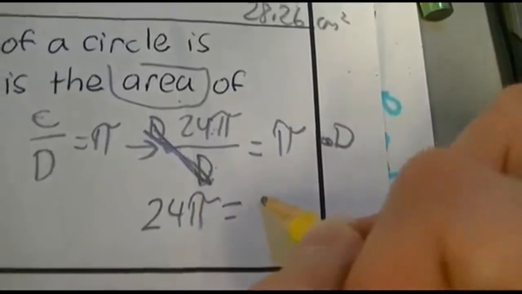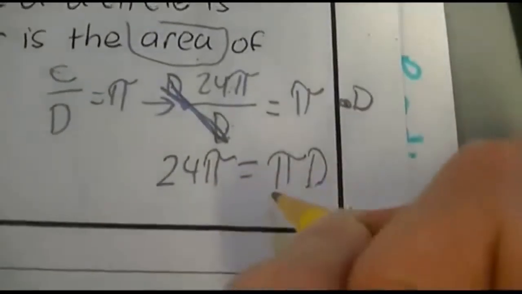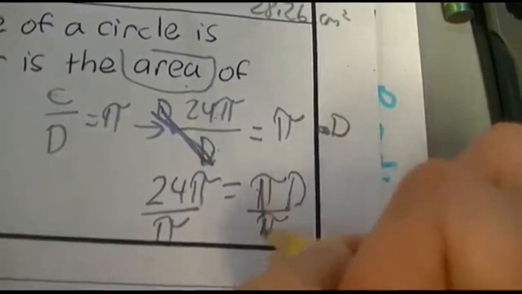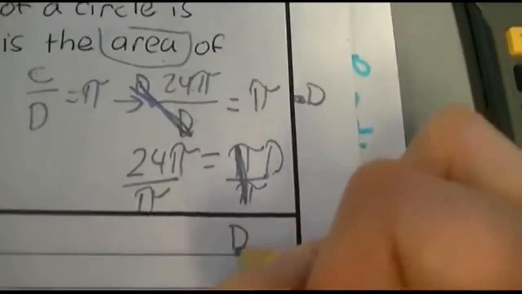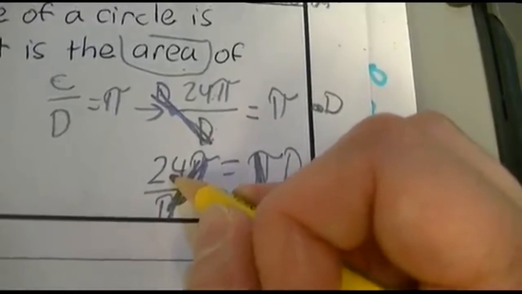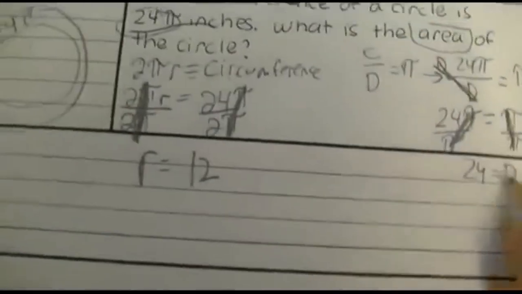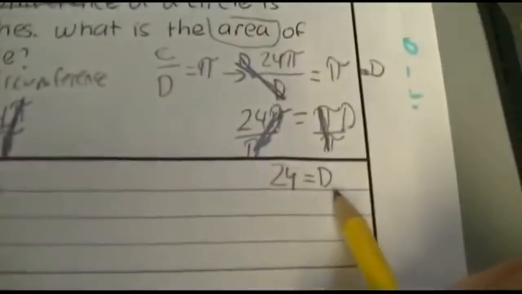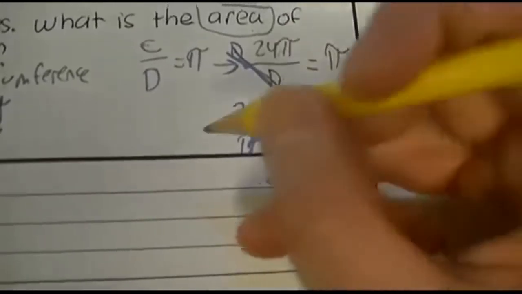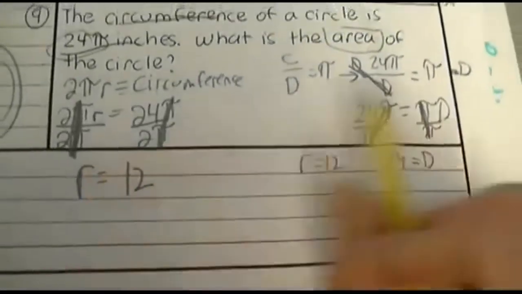And that's going to equal pi times the diameter. Okay, I want the d by itself, so I'm going to divide by pi. Divide by pi. Pi divided by pi is 1. D times 1 is d. Pi divided by pi is 1. 24 times 1 is 24. The diameter is 24. The radius is 12. Isn't the radius half the diameter? So if the diameter is 24, the radius will equal 12. Okay? So we get the exact same answer.